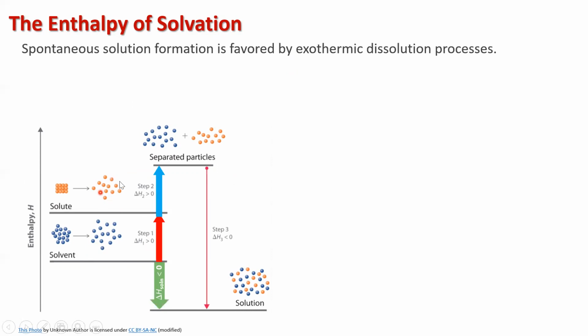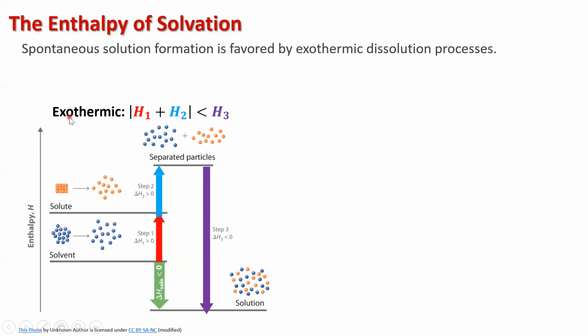We're going to add some energy in to prepare the solute to dissolve. That's going to have a positive delta H value. So now the solvent particles are ready to dissolve the solute, and the solute particles are ready to dissolve in the solvent. So now we make our solution. We're going to get a lot of energy back when the solute particles and the solvent particles interact with each other. Our enthalpy change is going to be negative because it's an exothermic process.